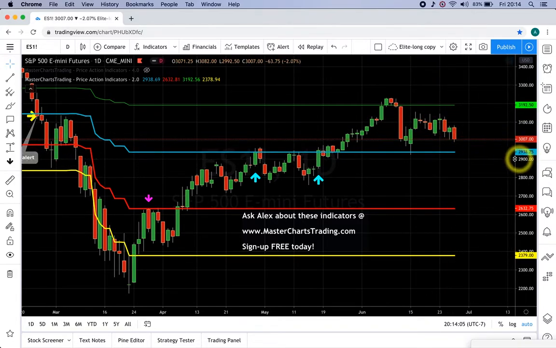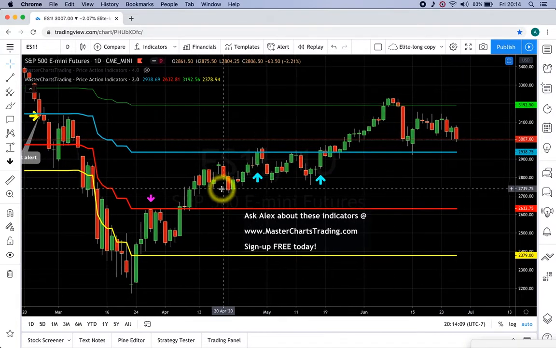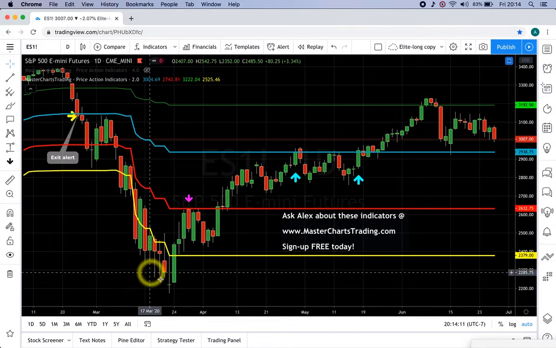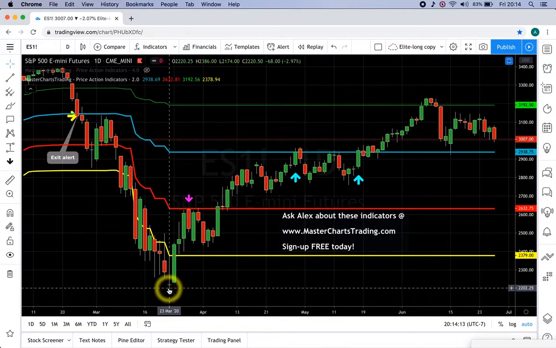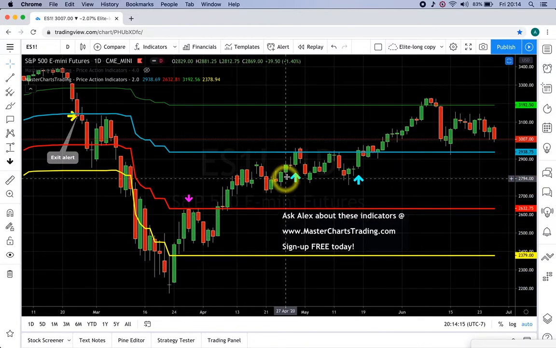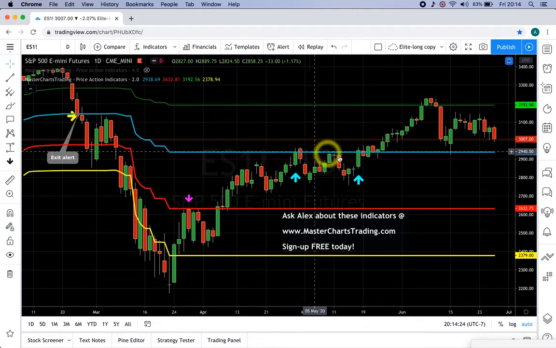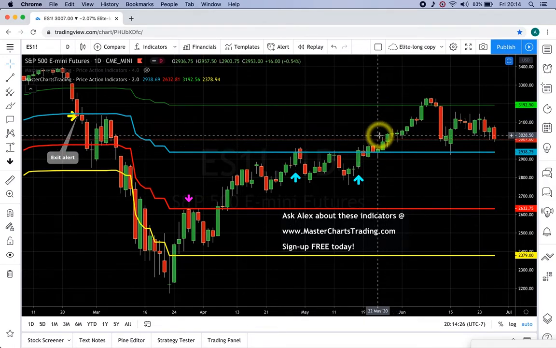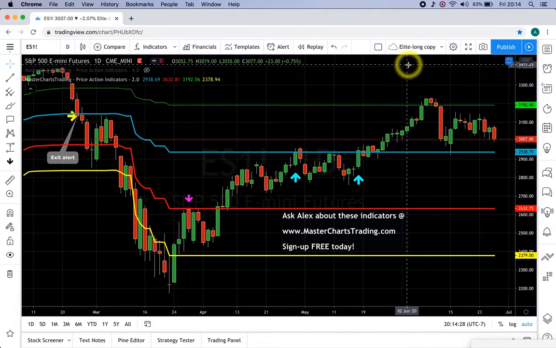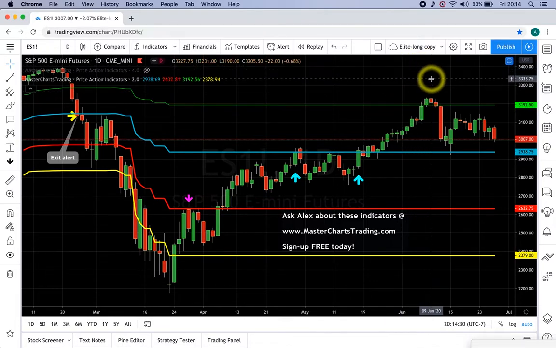The support is currently at 2938. It used to be resistance. You can see back here in March this pretty nasty collapse, and then a big rally. And then on the 29th of April, right there where I'm hovering, the resistance that this line was acting as was overcome, and we're seeing a push towards new records. New records are not that far away, so I think we will see new records probably soon.